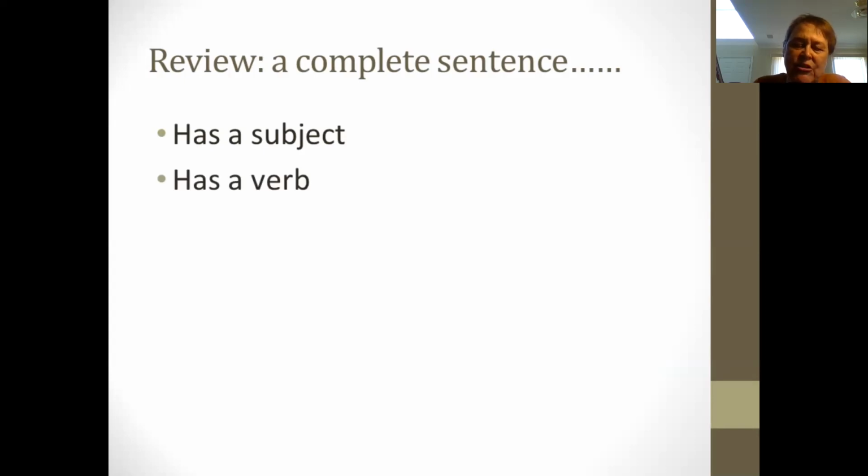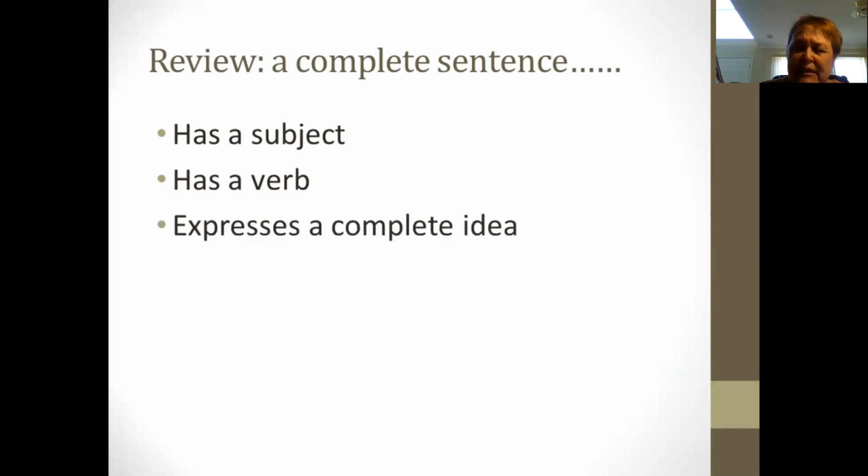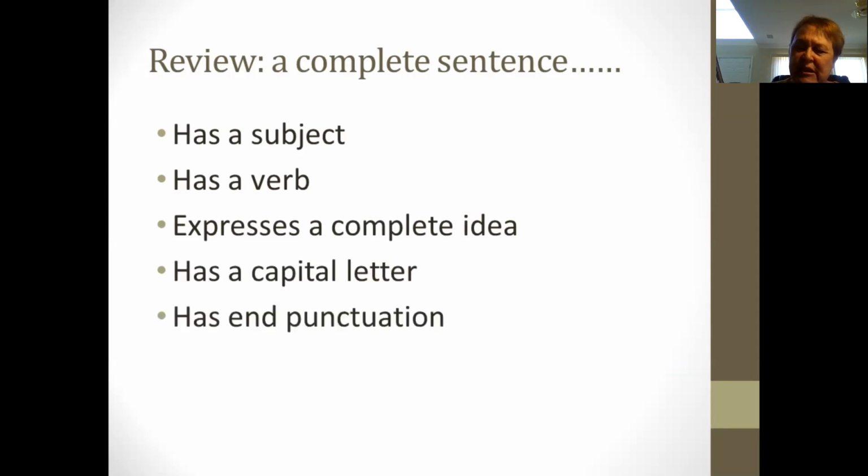And remember, this could be an action verb, or it could be a linking verb like am, is, are, was, were, verb to be, okay. Next thing it needs to have is it needs to express a complete idea. Do you remember that? Okay, it doesn't leave you hanging, looking for more information. All of the information you need about that idea is in that sentence. It needs to have a capital letter, and it also needs to have end punctuation. Remember what those were: period, exclamation point, or a question mark.